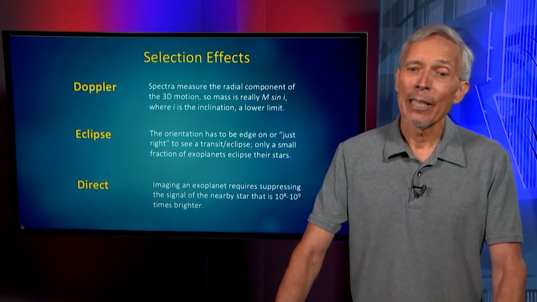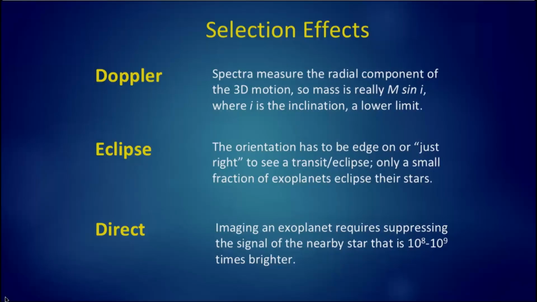And finally, for direct imaging, imaging an exoplanet requires suppressing the light of the nearby star by a factor of 1 billion in visible light for an Earth, or 100 million in infrared light for a super-Earth. And this is an enormous amount of suppression that's only just possible with modern methods.